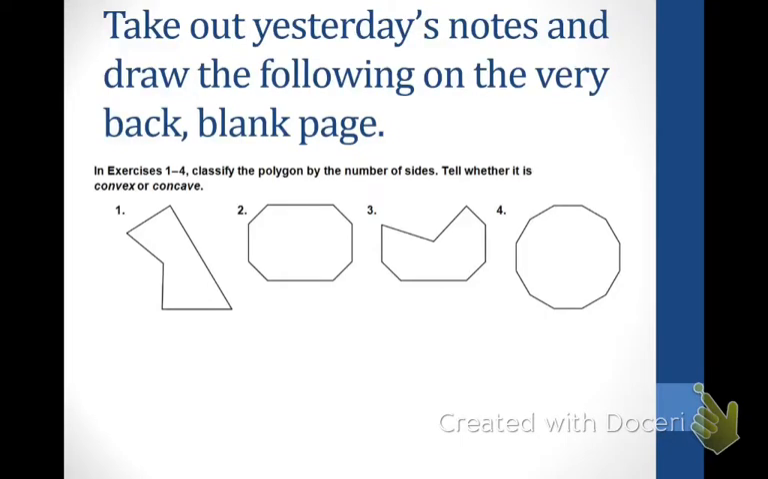Okay, so in exercises 1 through 4, classify the polygon by the number of sides, and then tell whether it is convex or concave. So to start, we're going to count the number of sides. You can count the sides themselves. I count the corners because however many corners there are, that's how many sides there are. So you've got 1, 2, 3, 4, 5. Five-sided polygon is called a pentagon.